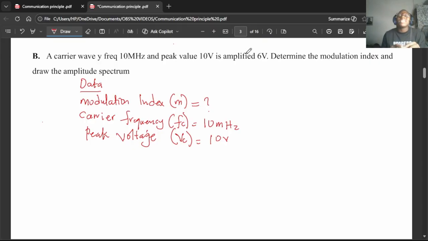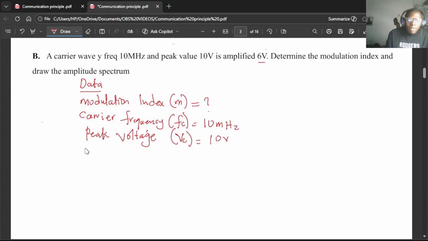Now, when we are considering amplification in this course, amplification simply tells you that what you are giving is the modulating voltage. When you hear amplification or amplified in this course, you should have it in mind that you are giving your modulating voltage. And what's that voltage? Your modulating voltage was given to be 6 volts.